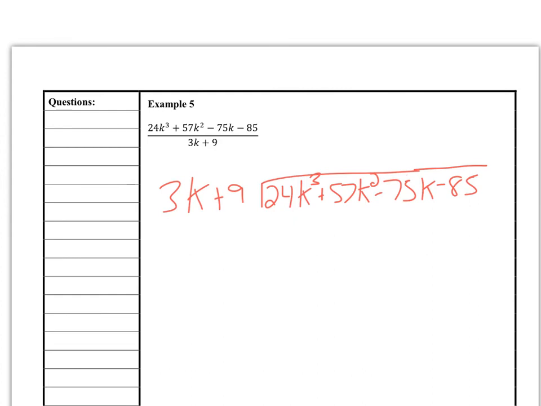Remember, the first step to starting this is figuring out how 3k multiplied can become 24k to the third. And remember, you're going to write whatever that number is here that you're going to multiply by right there. So 3k times what? It's going to give you 24k to the third, and start doing your subtraction. Get going. All right, I'm going to pause the video now, so should you.